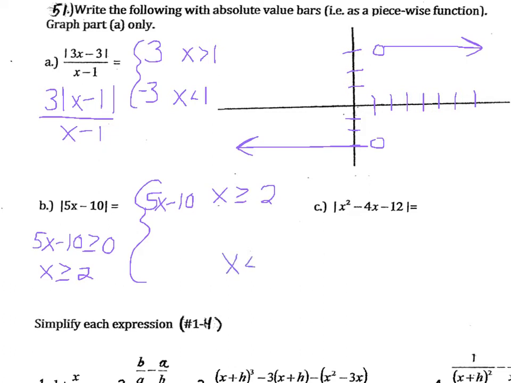But when we start plugging in numbers less than 2, we're going to end up with the opposite. So we end up with negative 5x plus 10. For example, if I plugged in, let's say, the number 0, I would get a negative 10, and that negative 10 would turn into a positive 10 with the absolute value sign. The same thing would happen if I plugged it into negative 5x plus 10.